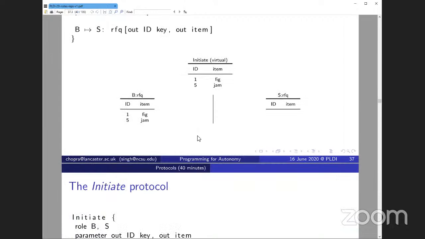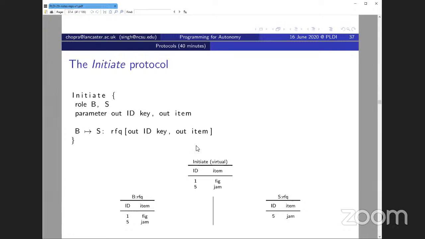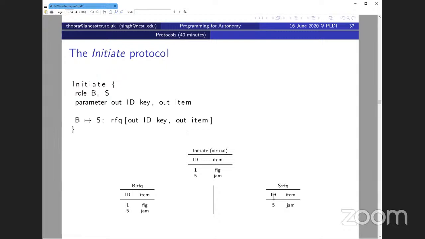And eventually the messages start arriving. So in this case, the first message didn't arrive, but the second message has arrived at the seller. The message contains the ID 5 and the item jam. It's the same message, but now because it physically arrived, we have added it to the seller. So the seller doesn't know about it until the message sort of knocks at its door, and it has in this case.